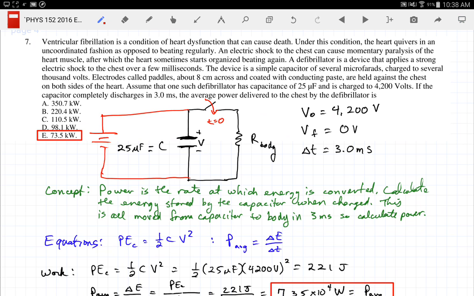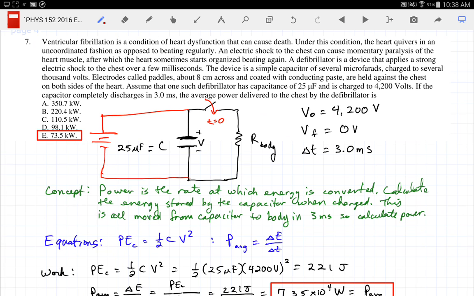And in fact, we worked out in class that the potential energy was 1/2 CV squared. And so the change in potential energy starts at 1/2 CV squared, ends at 0. So the amount that delivers to the body is the 1/2 CV initial squared. Divide that by 3 milliseconds, and you get the average power.